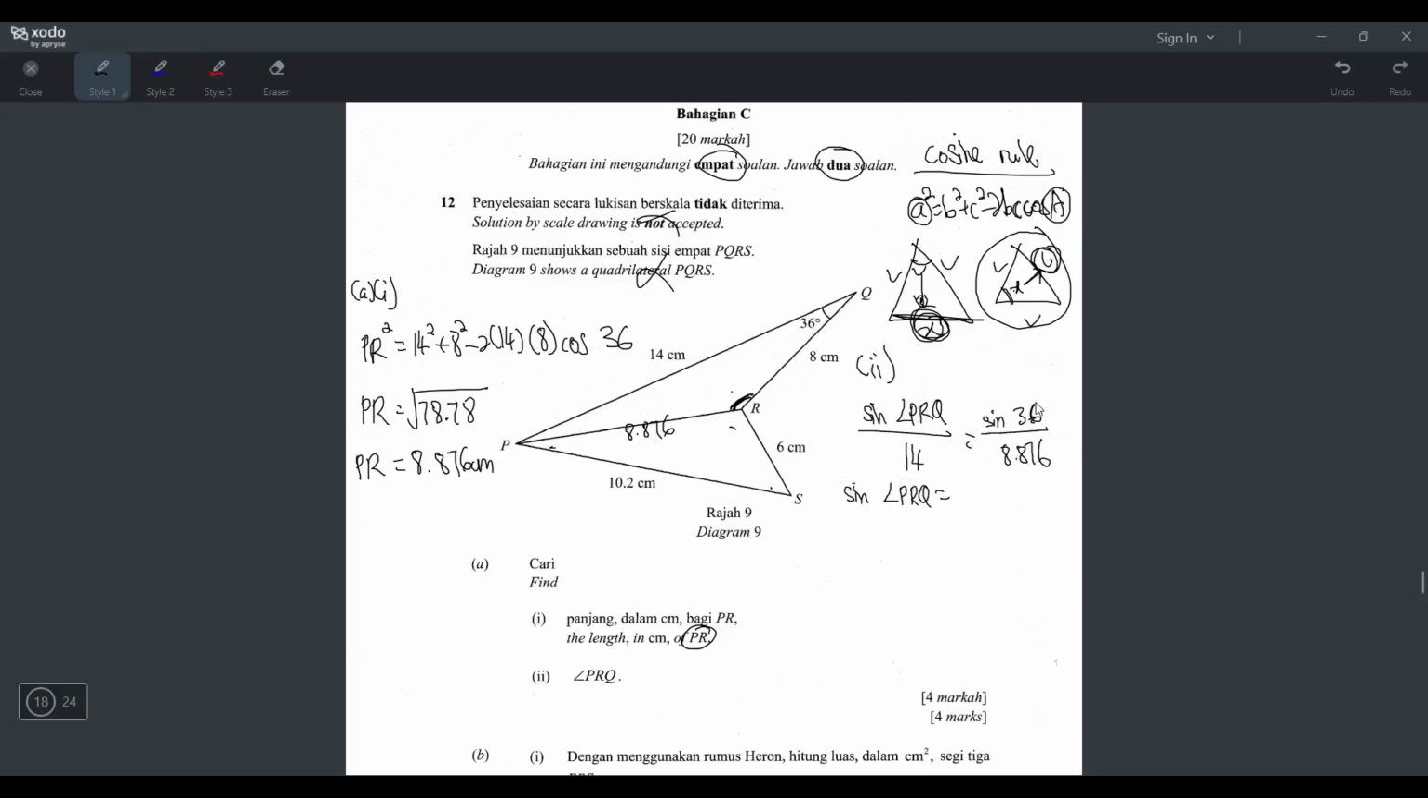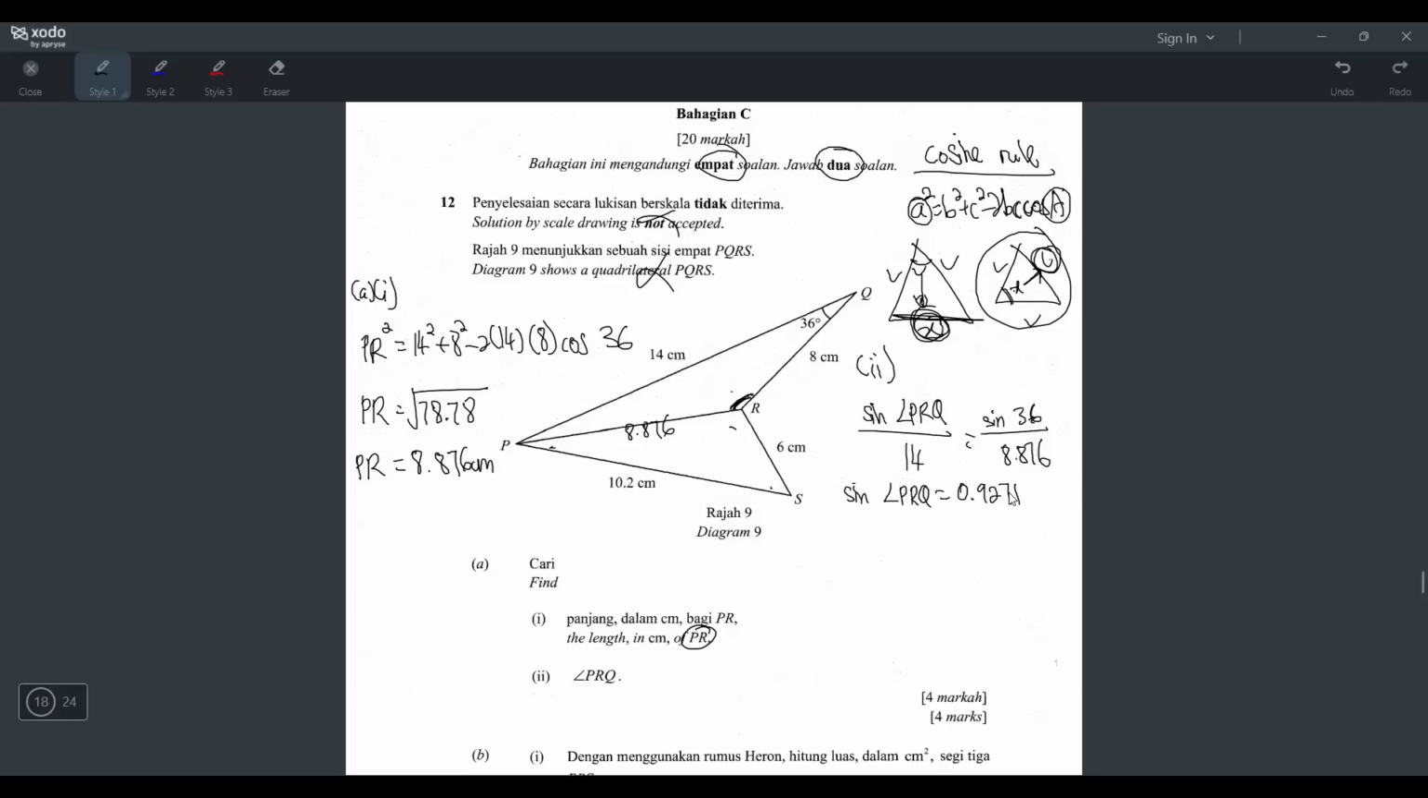I just press all this times 14. Right? So wait for me. Let me press: divide 8.876 times 14. Okay, I got 0.9271. But you still have to press shift sine answer. And remember that when you press shift sine, shift cos or shift tangent, you will end up with two answers. So let's press shift sine first. My calculator gives me 67.988, so 67.99.